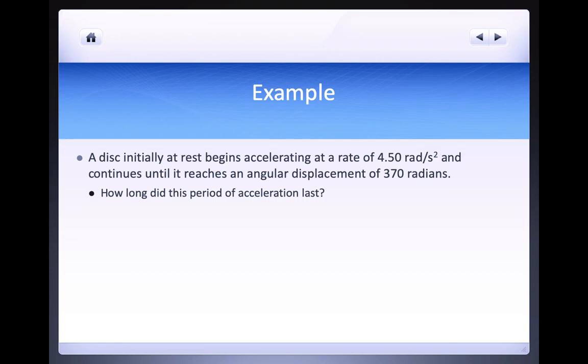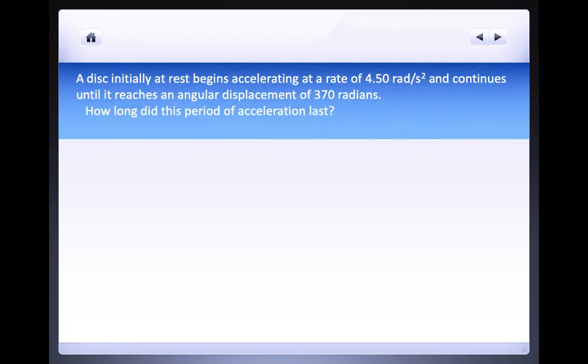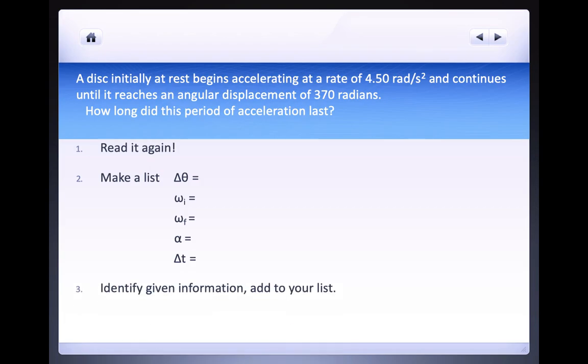And then the hidden piece of information here is the fact that it starts at rest initially. So just reading that and deciphering what they give us, right? Once we've done that, we're going to make a list, and we're going to identify our given information.